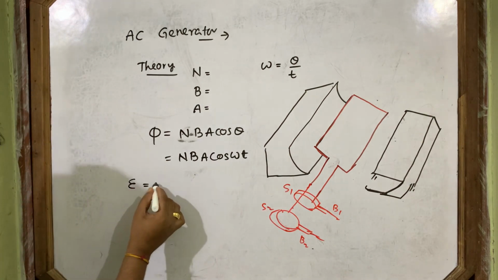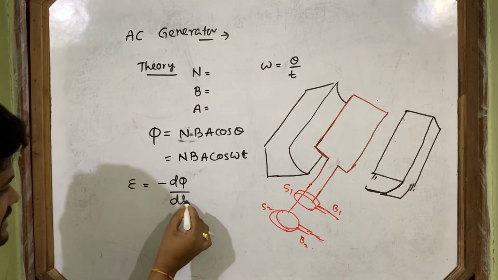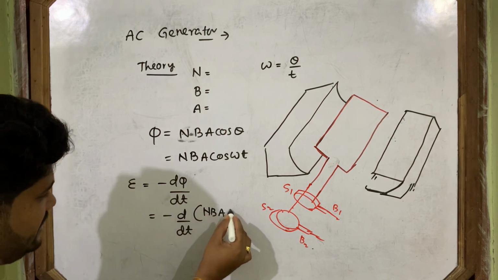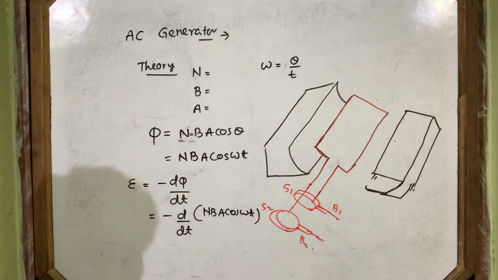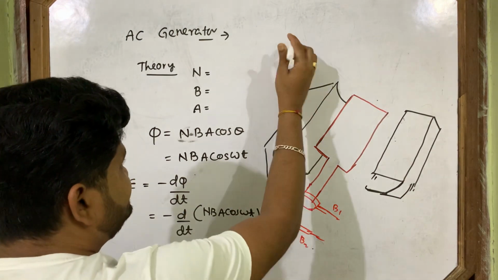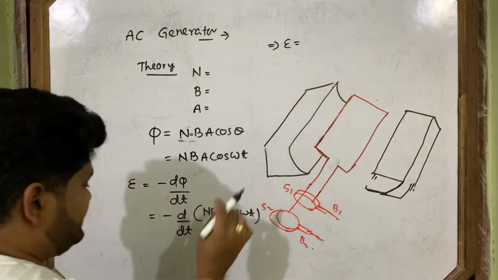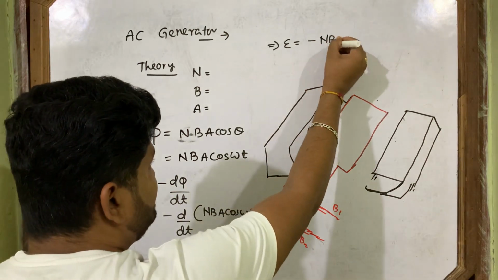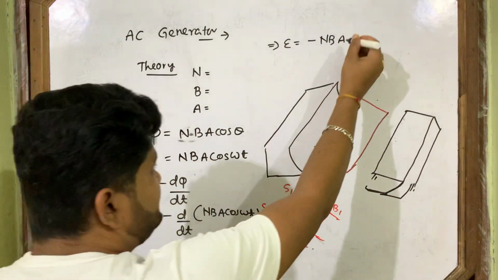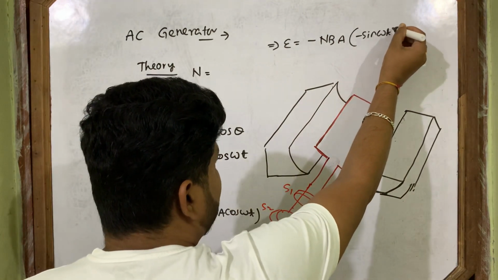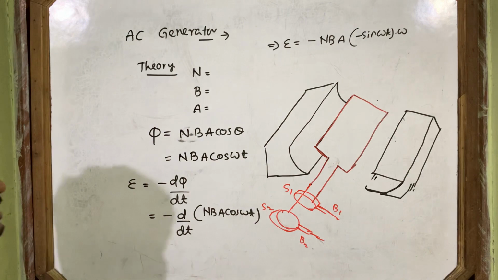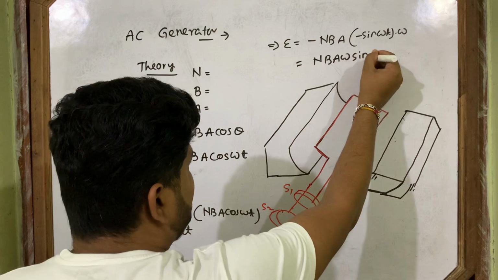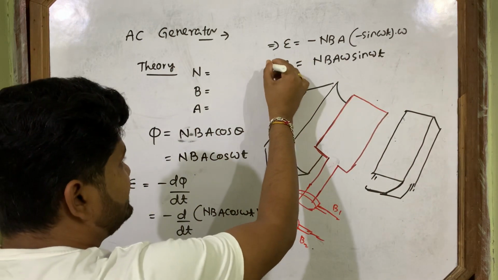So what is the EMF induced? E equals minus d phi by dt, according to Faraday's second law. So minus d by dt of NBA cos omega t. Now differentiate it. What do you get here? EMF equals minus; take the constants NBA outside; the differentiation of cos omega t is minus sin omega t into omega. So minus minus plus: NBA omega sin omega t. So this is the EMF induced.